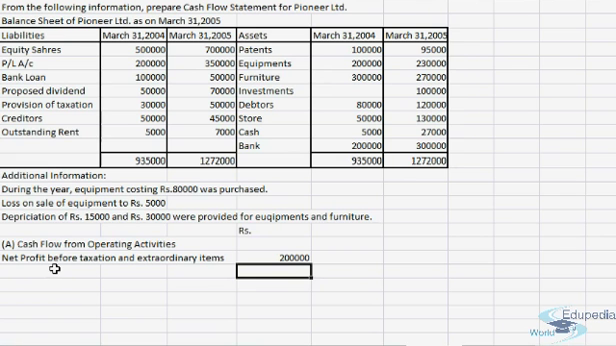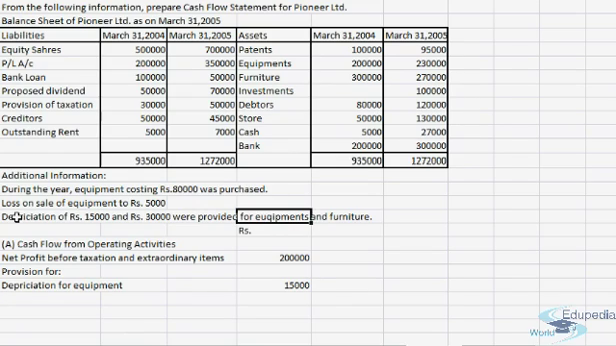Okay, now we move to the next items. We have to add back all those elements which are non-cash items. So provisions for all those items would be included. So first one is depreciation, which is 15,000 and 30,000. So depreciation for equipment. Depreciation for equipment was 15,000.